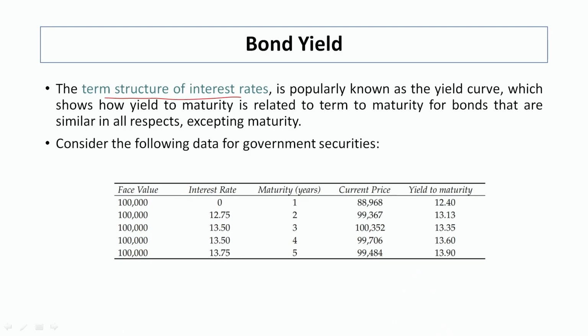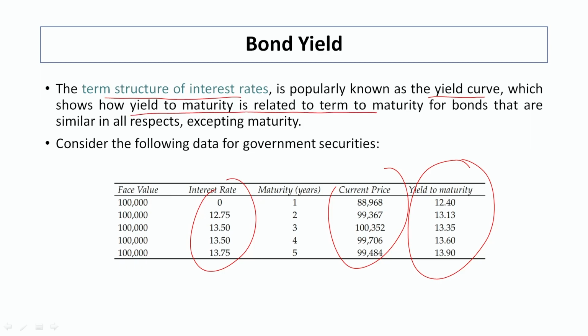In this particular example we can see the interest rate is this, the current price of the bond is this and the yield to maturity is this. This yield to maturity is basically the term structure of the interest rate. On the basis of this interest rate, the yield to maturity is calculated. The term structure is popularly known as the yield curve, which shows how yield to maturity is related to term to maturity for bonds that are similar in all aspects excepting the maturity.